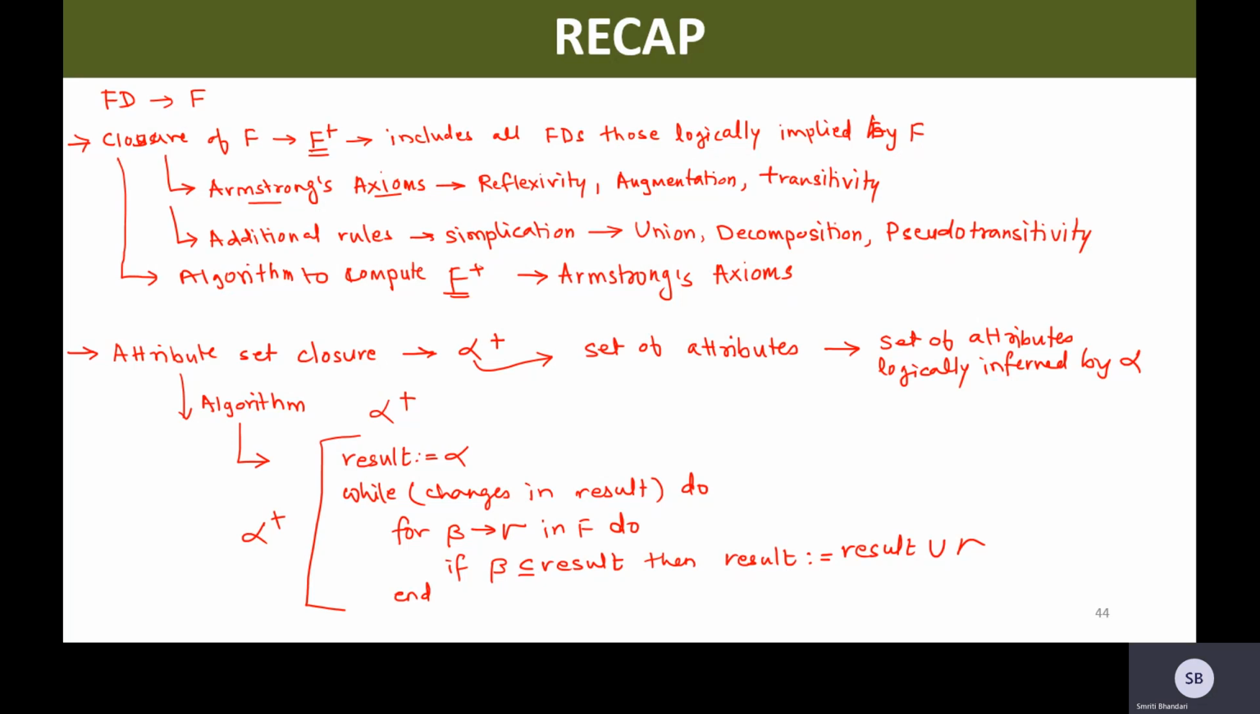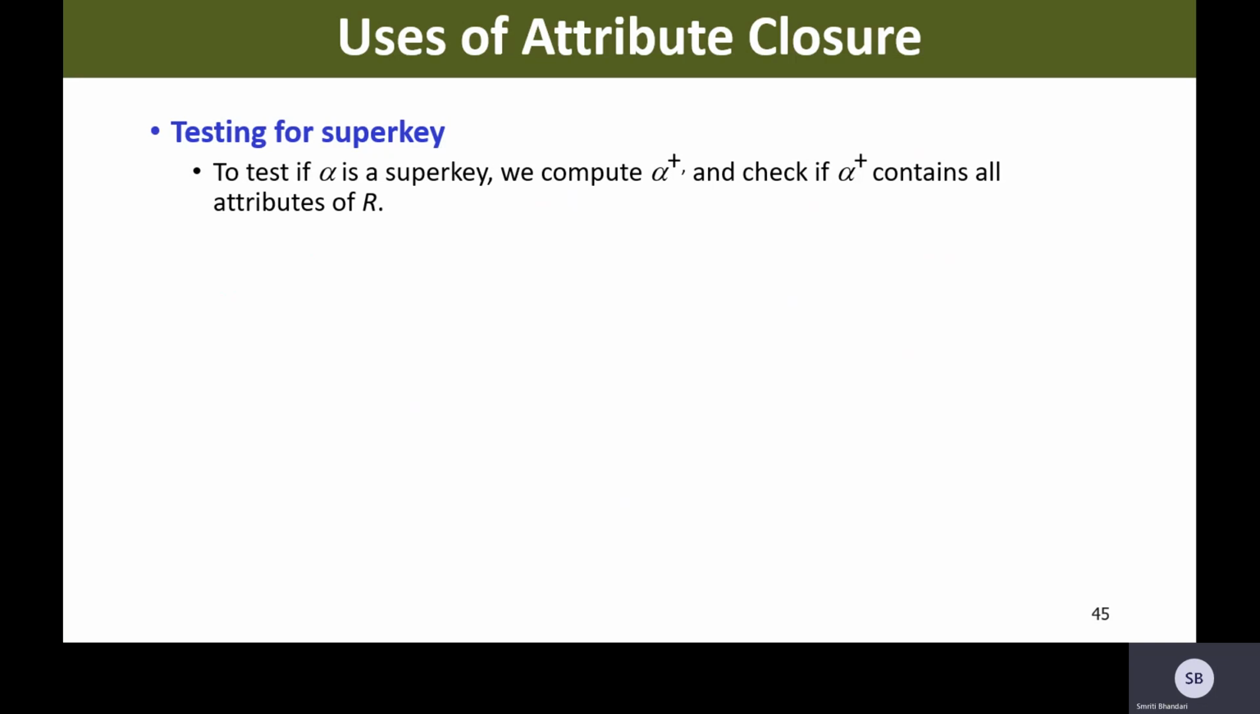So this is just the revision of all those concepts we have seen earlier. Now, today we are going to look at the uses of attribute closure. Why actually do we need to compute this attribute closure? So let us see the first use of attribute closure. The first use is to test for the super keys of the relation, or to find out the super keys of the relation. So how are we going to make use of this attribute closure?